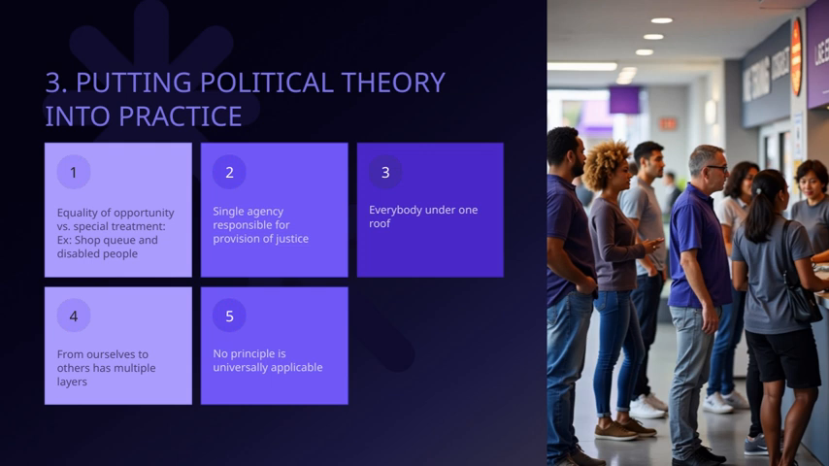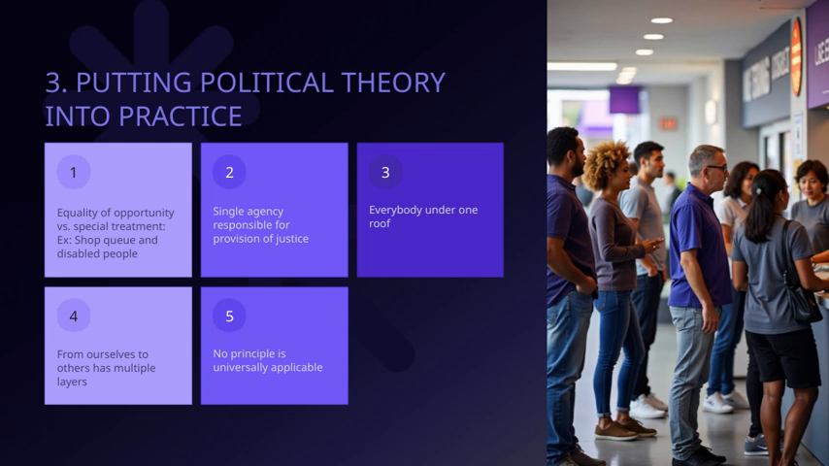Moving on, the next point emphasizes that the relationship between ourselves and others has multiple layers. It's not just a simple matter of right or wrong, but involves understanding different levels of interaction, responsibility, and fairness. Recognizing these layers helps us navigate complex social and political issues more thoughtfully. Then, there's the concept of a single agency responsible for the provision of justice. This underscores the importance of having a centralized authority or system to ensure fairness, consistency, and accountability in justice delivery, which is fundamental for maintaining social order.